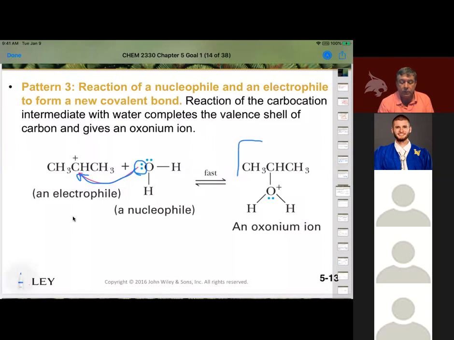Now notice, this is very fast and forms this species here. But this species is not done. It's not neutral. So eventually we'll have to do something else with that to finish the reaction. But the key step here is this is step 3, the reaction of the electrophile with that nucleophile generated to generate our new carbon-oxygen bond.